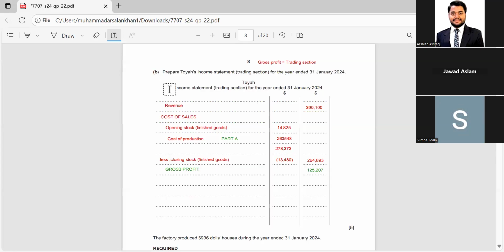Okay, if they did not mention the trading account in case, they only say prepare income statement. So we need to prepare full income statement till net profit. So till net profit, we will less what? We will less the expenses. Okay, and all expenses, office expenses also.